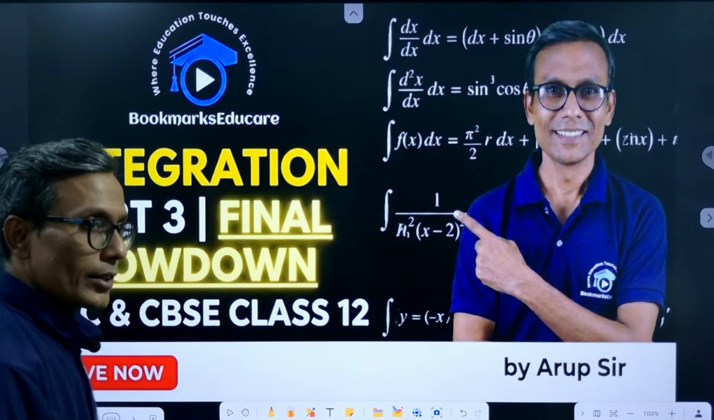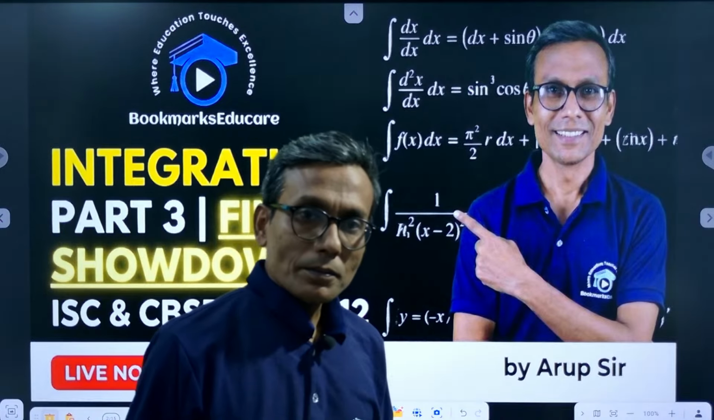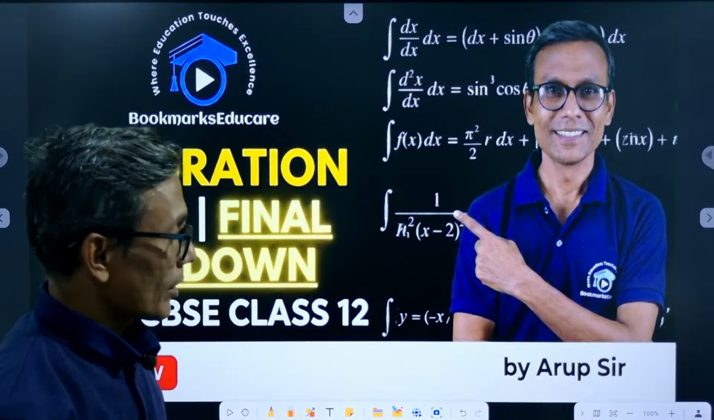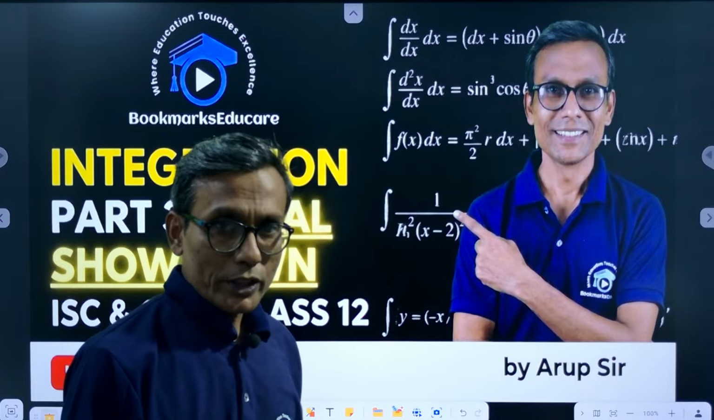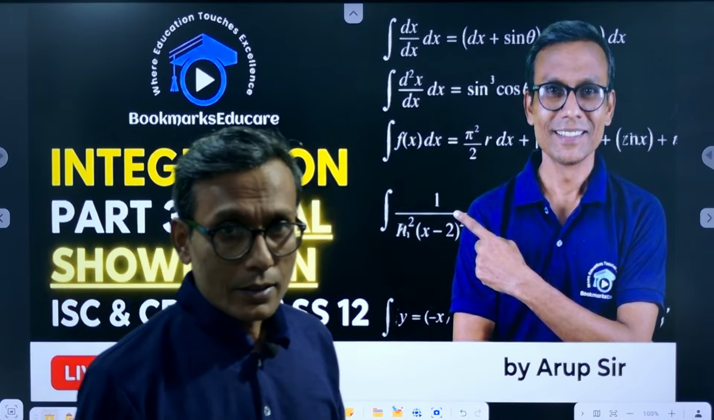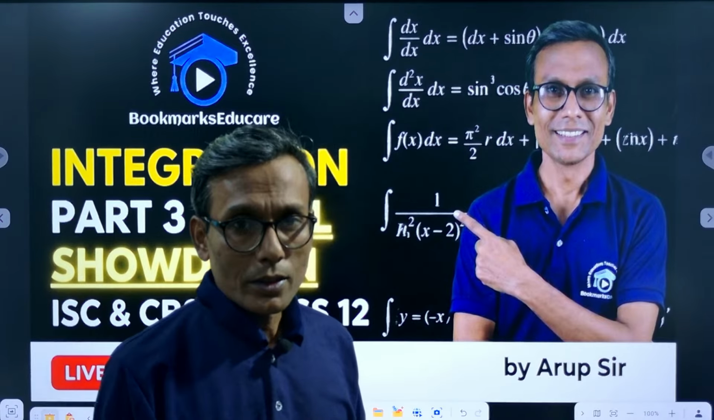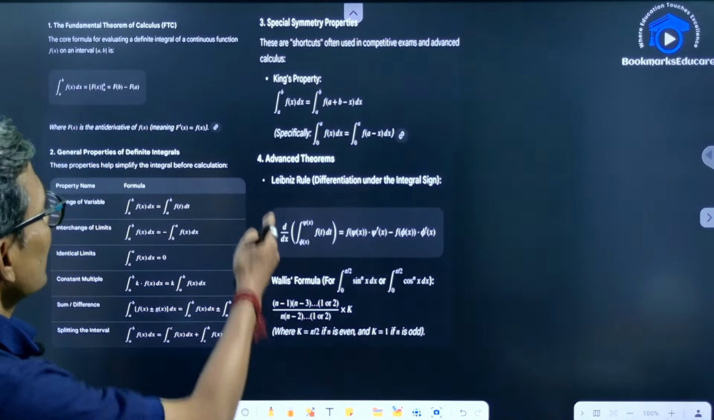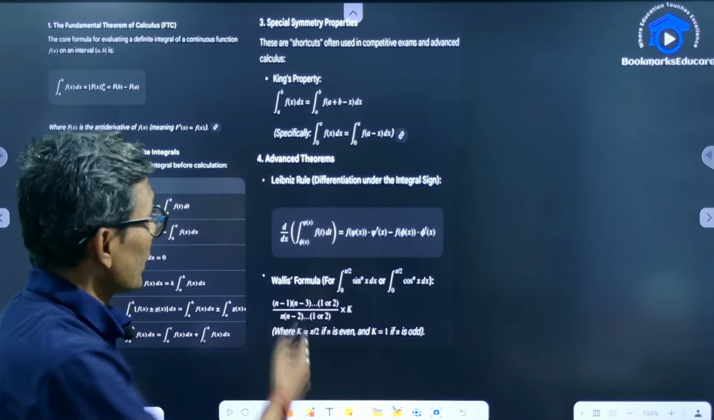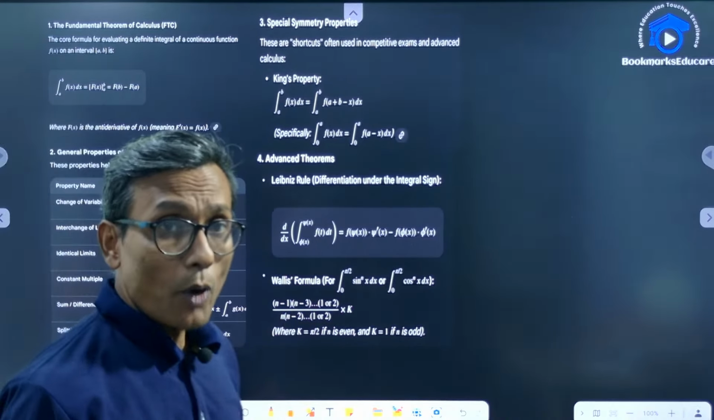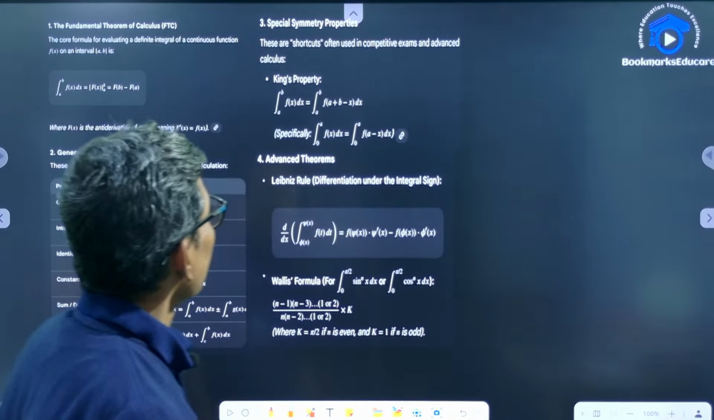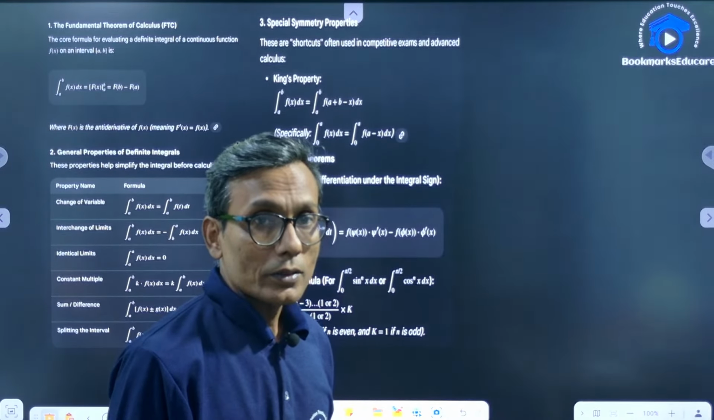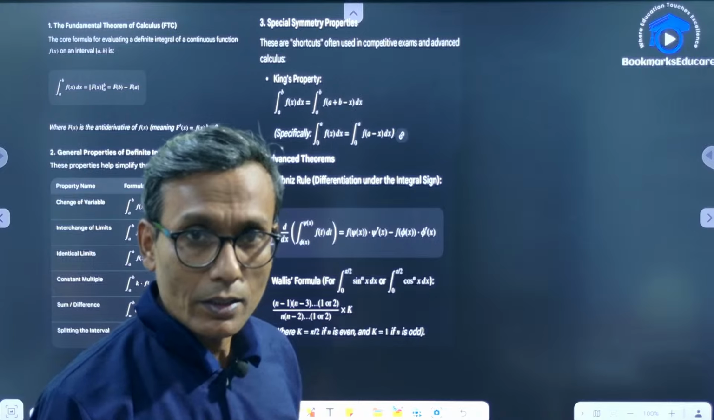Now let's start our last session of definite integral, and this is the last class through which I will discuss all about definite integrals. Okay, so these are our formulas. Formula means properties of definite integrals. Using these properties of definite integrals, we will solve the problems based on definite integral.